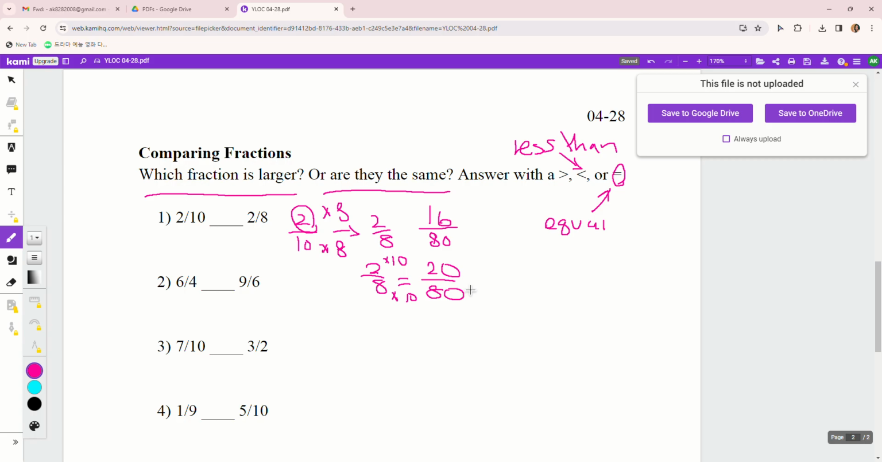So then you can see which one is larger. Clearly this one is larger, because of the 20 and this one's 16. So 2 over 8 is larger, so you would point the sign to the 2 over 8.